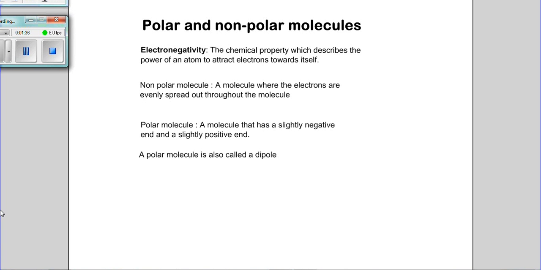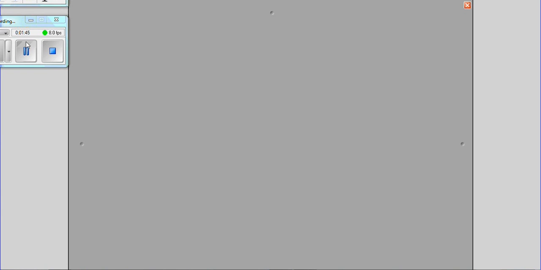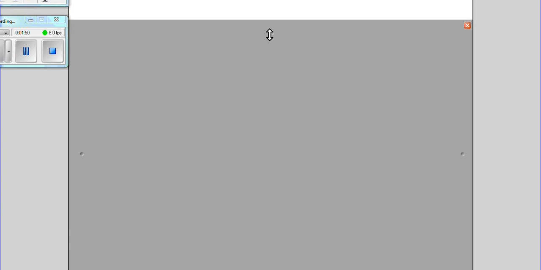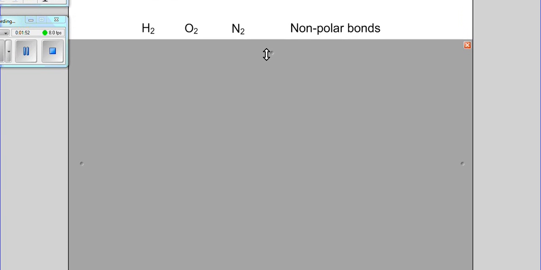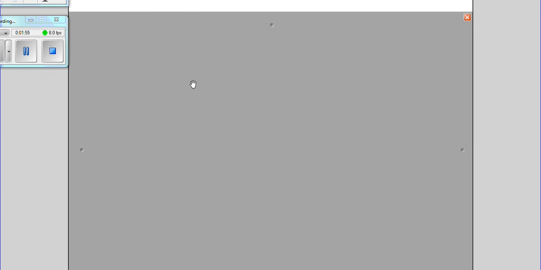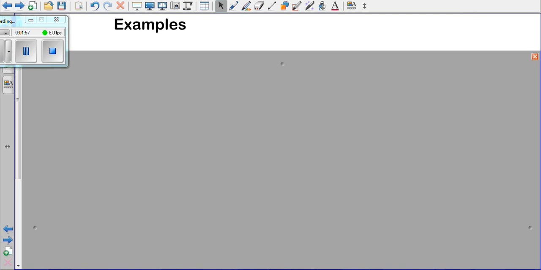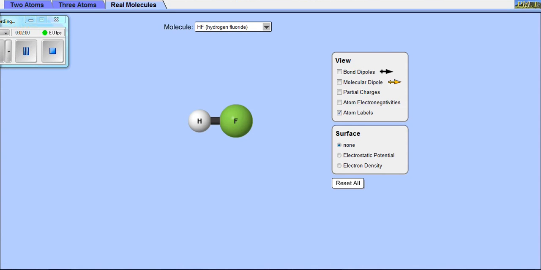A polar molecule is also called a dipole, and I think that is important later when we look at some examples that we're going to do. Now, the first example we will be looking at is the hydrogen molecule. So, if you look at the hydrogen molecule, it is important to see how the hydrogen molecule looks.